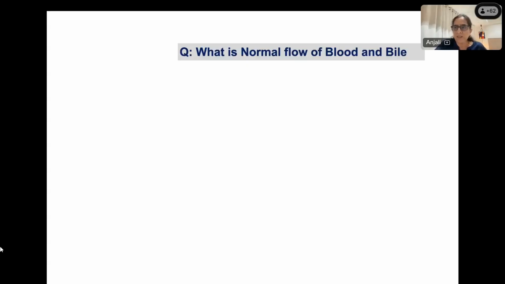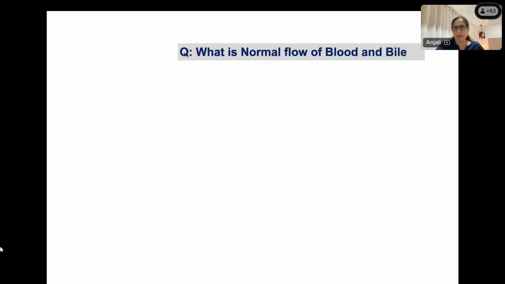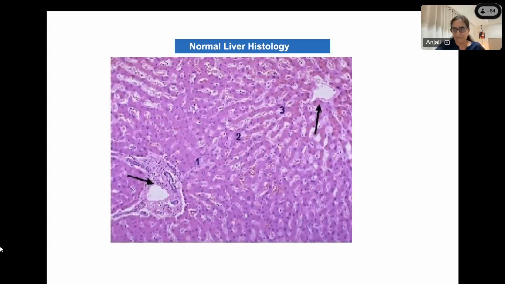Anyone would like to answer first? So considering this histology, which is the normal histology, what is the normal flow of blood from zone 3 to zone 1, or from zone 1 to zone 3, or from 2 to 3? So what is normal flow of blood and normal flow of bile? Yoshita, you would like to answer?